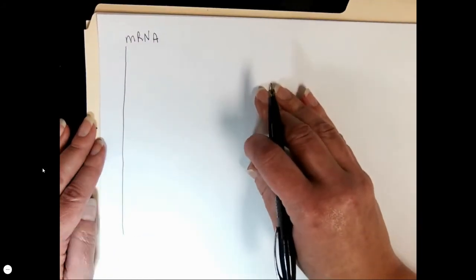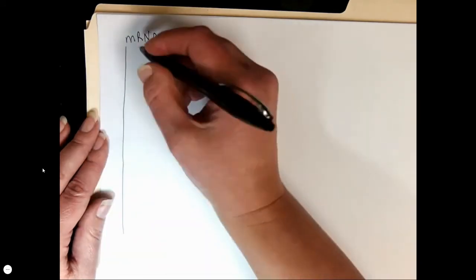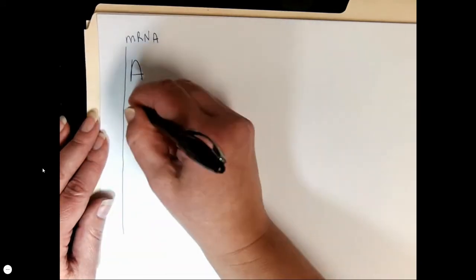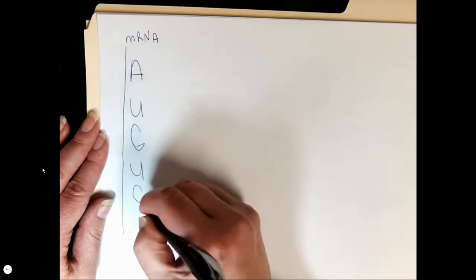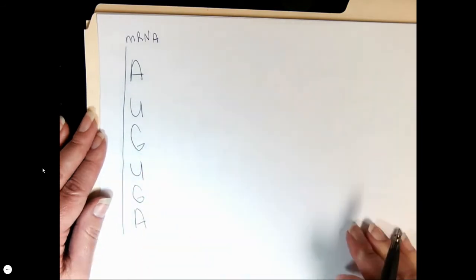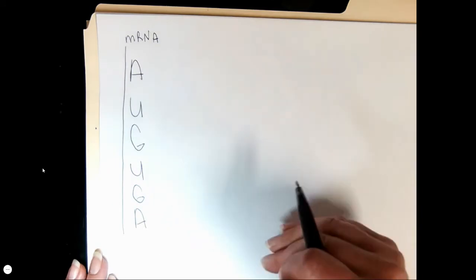So again, I'm just taking our messenger RNA that we transcribed from our DNA earlier. So I'm just going to copy this over. So AUG and UGA. So a very short message it is.